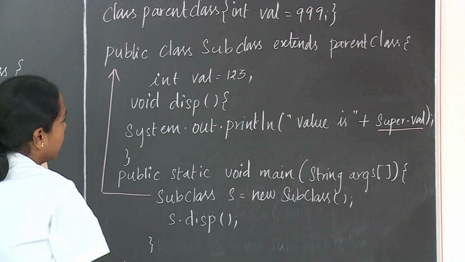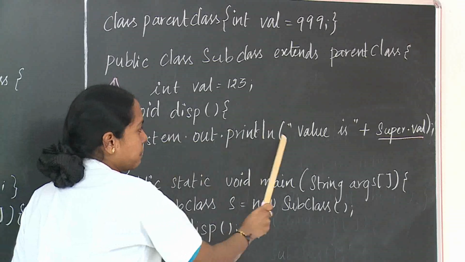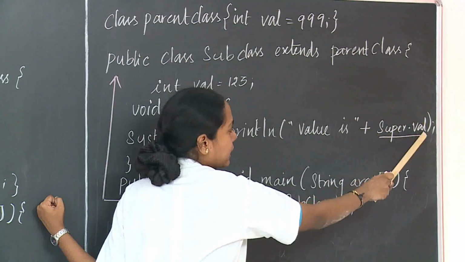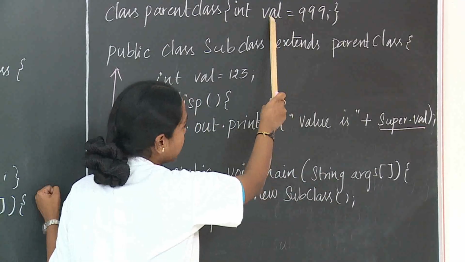Next it will read int value equal to 123. In the display statement, the value is plus super.value. So while reading this line, it ignores this value and moves to the direct superclass.